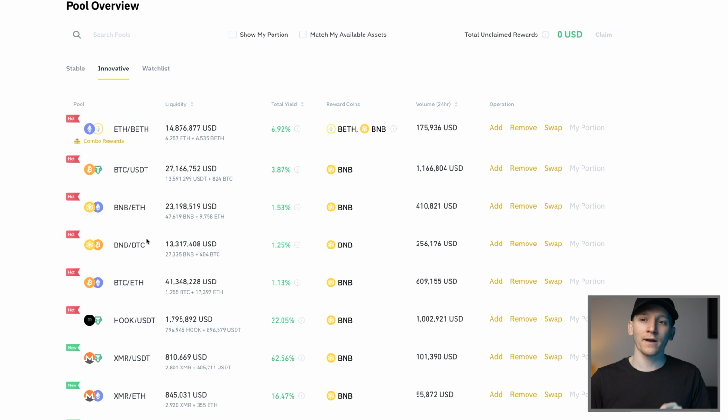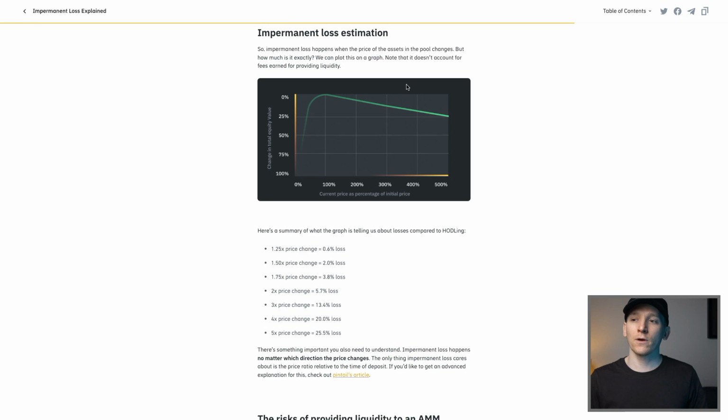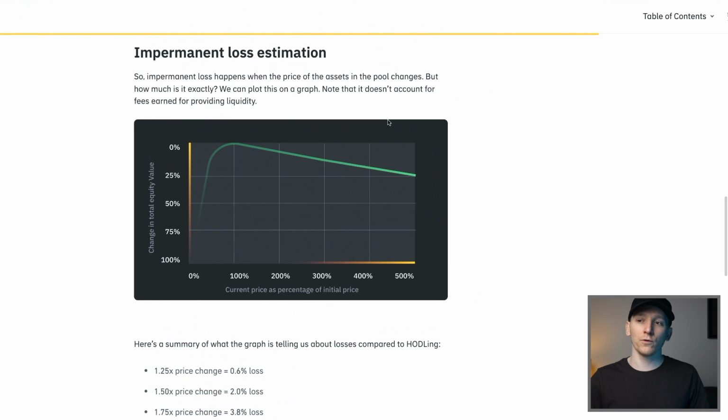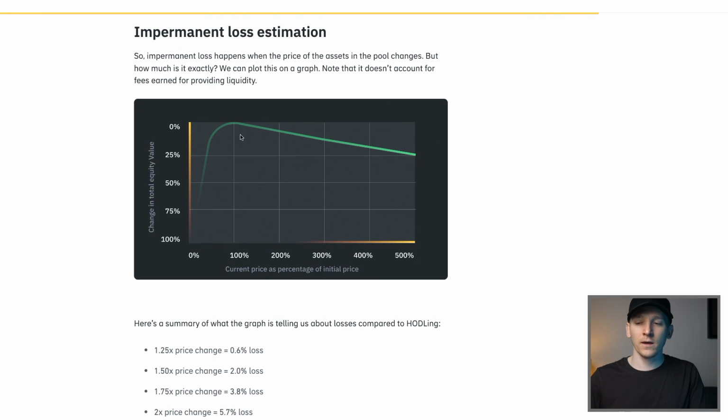But it's important to understand the difference between stable and innovative. If you're putting two assets into a pool that aren't the same, you have to know about impermanent loss. Impermanent loss is something that happens when you use this type of automated market maker system. And as you can see here, when you add two tokens into the liquidity pool, that's all fine.